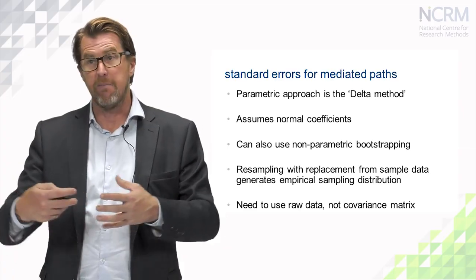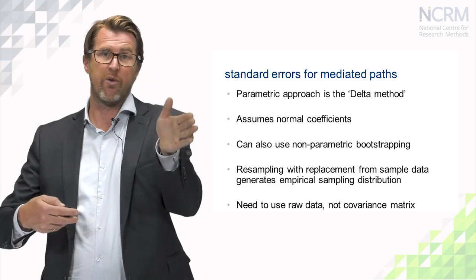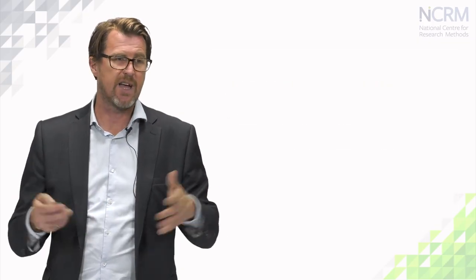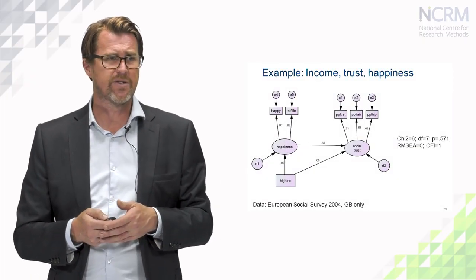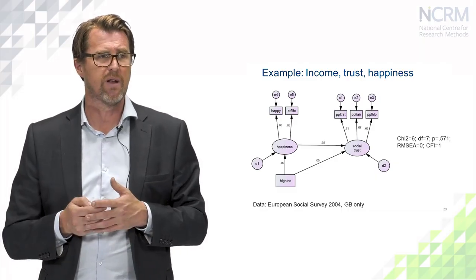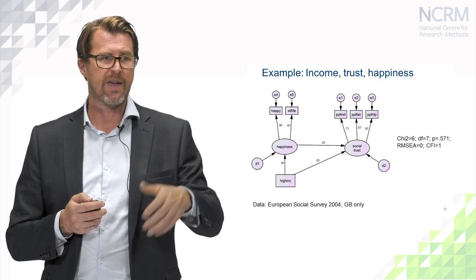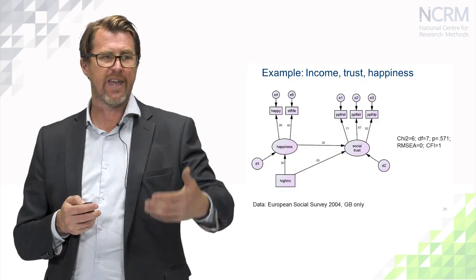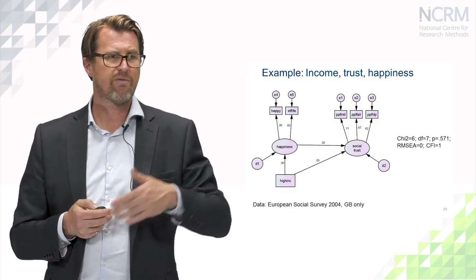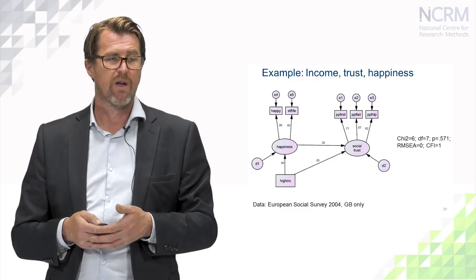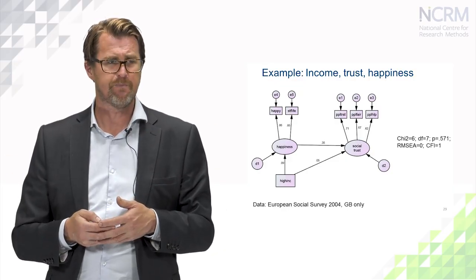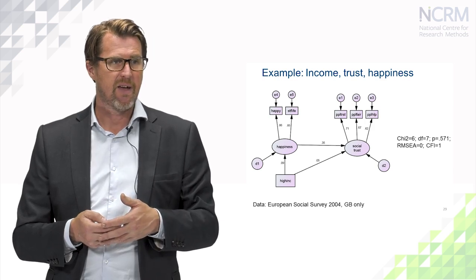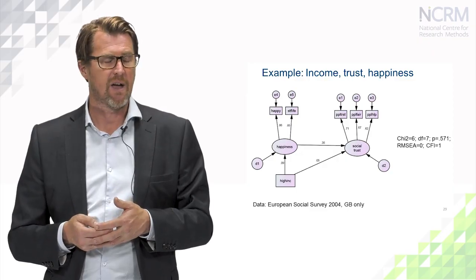We can have more complex mediated paths that run not just from one variable through another to a third variable, but through several variables, and we can get estimates of those indirect and total effects and their standard errors. Here's an example again using the European Social Survey, an actual model where we are looking at the effect of being in a high income group on your level of social trust, and breaking that down into the direct effect of income on social trust, and also the indirect effect through your level of happiness or life satisfaction. And you can see here that the beta weights on the path diagram indicate that these are standardized parameter estimates.